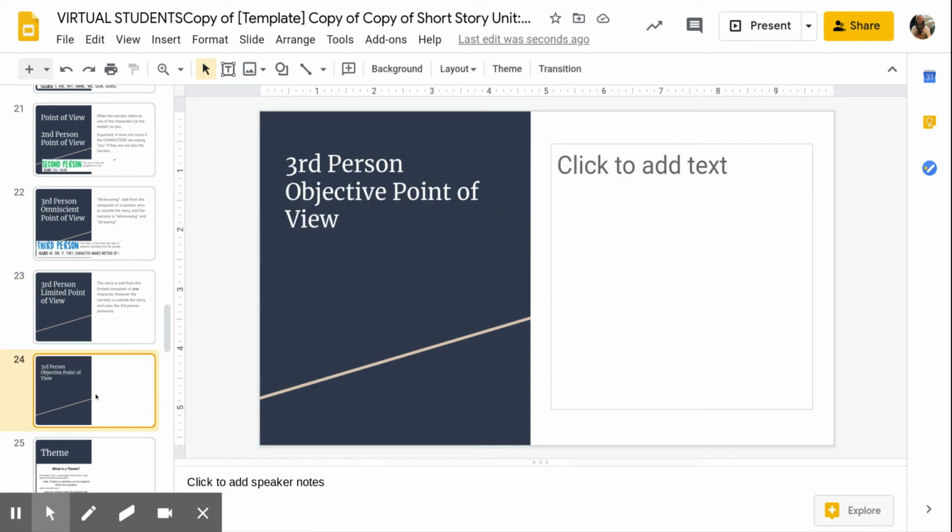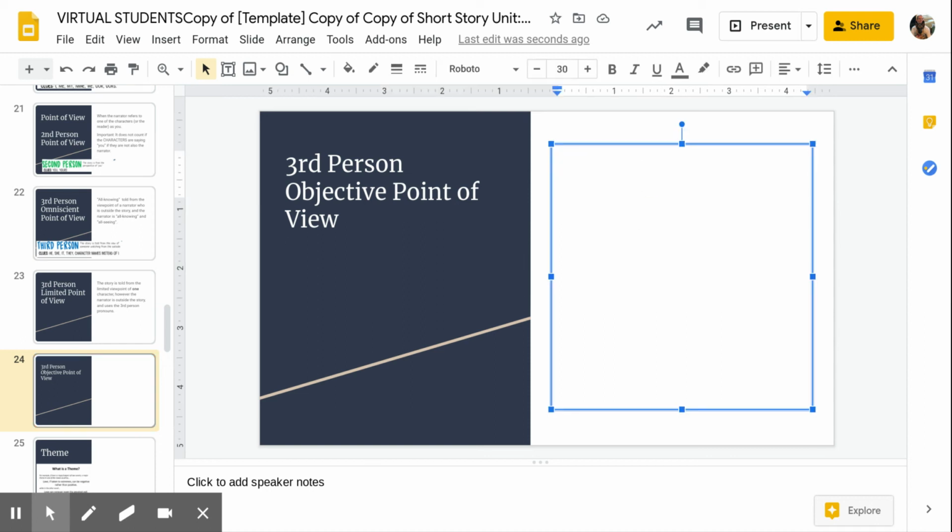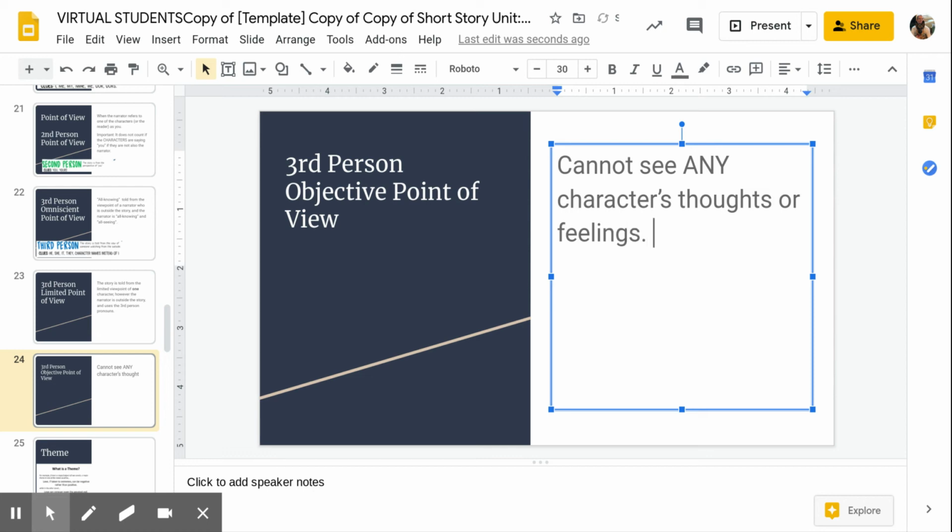So the last one is third person objective point of view. And all that is, the story is told by a narrator who's outside the story, just like the other two, and who cannot see any character's thoughts or feelings.